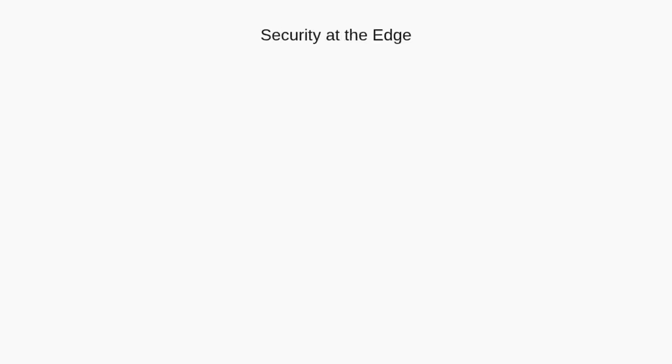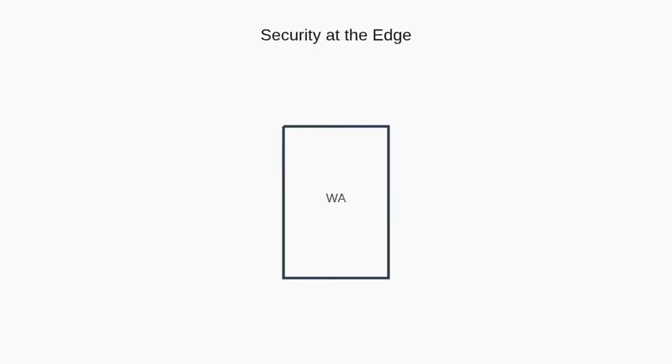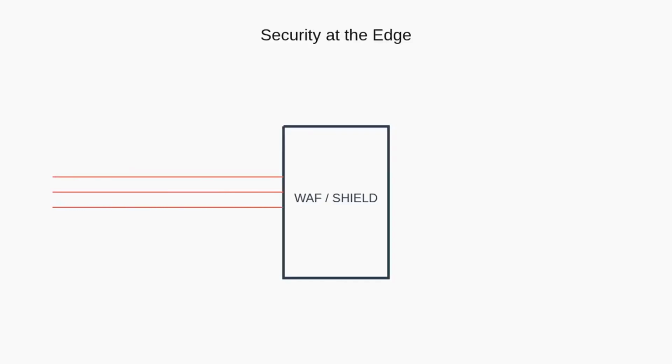CDNs are also the internet's primary shield against distributed denial of service attacks. Because a CDN has a massive aggregate bandwidth, often measured in hundreds of terabits per second, it can absorb volumetric attacks that would instantly melt a single server. At the edge, CDNs perform scrubbing. They look for malicious patterns in the traffic, like a single IP sending 10,000 requests per second, and block them before they ever reach your origin.